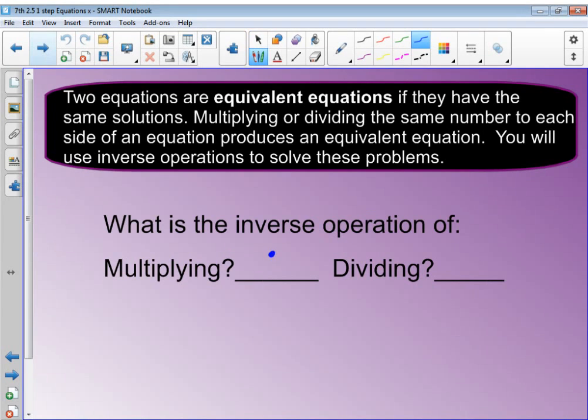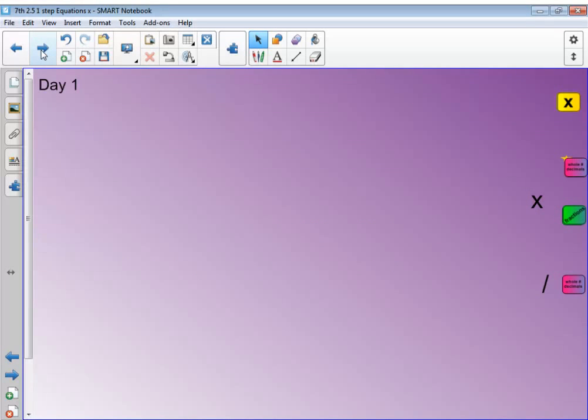So when we come across equations that have multiplication, we'll use division. The opposite of dividing is multiplying. So when we come across equations that involve dividing the variable, we will multiply. Okay, so here's some examples of numbers that we'll be working with.